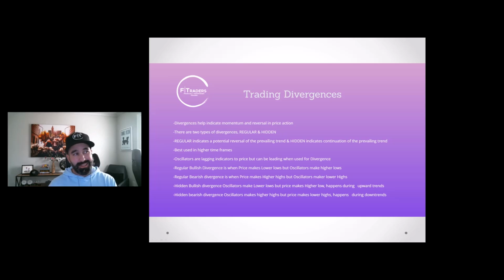Oscillators like RSI, CCI, MACD, stochastics, MFI, they're all lagging price. They lag price action. Price goes up, the oscillators go up. Price goes down, the oscillators go down. But you can use these oscillators to your advantage if you know how to, and that's by spotting the divergences the oscillators are making from the actual price action.